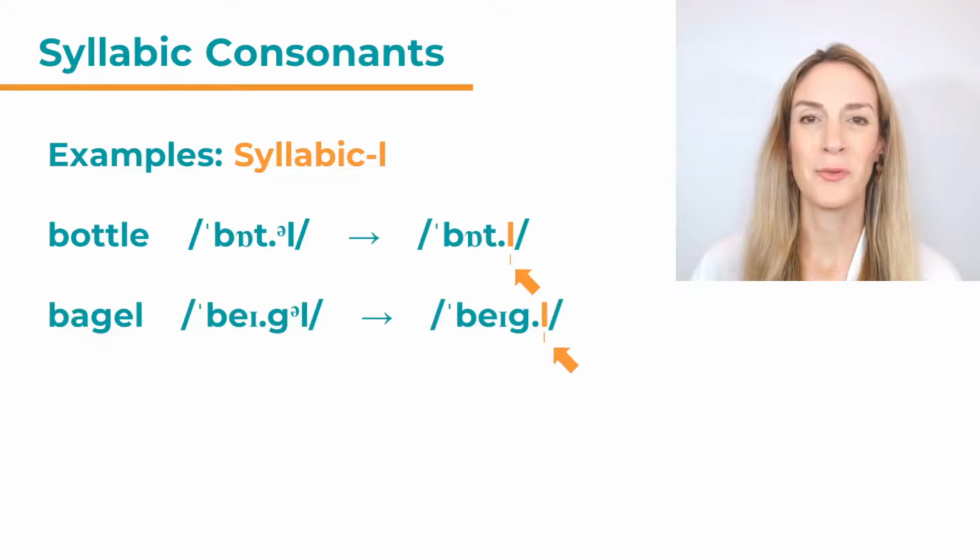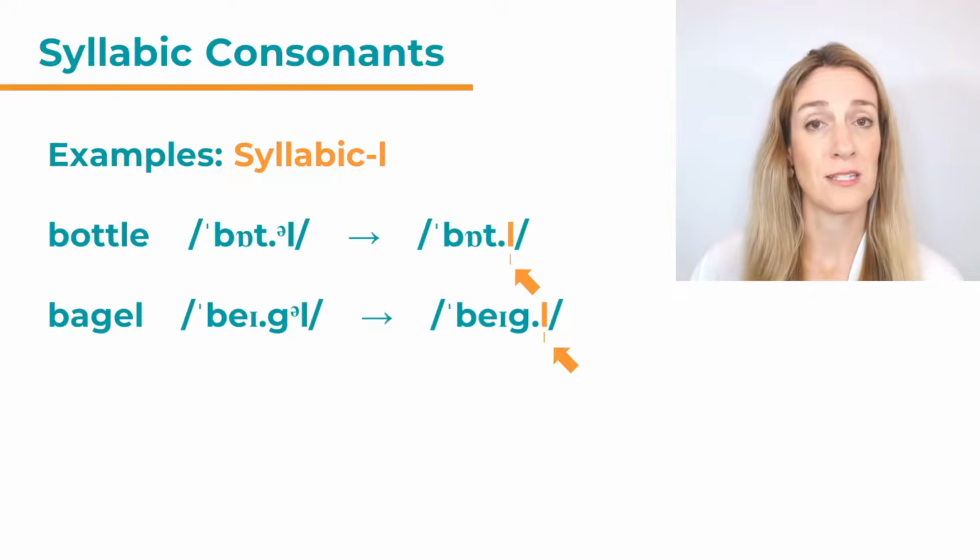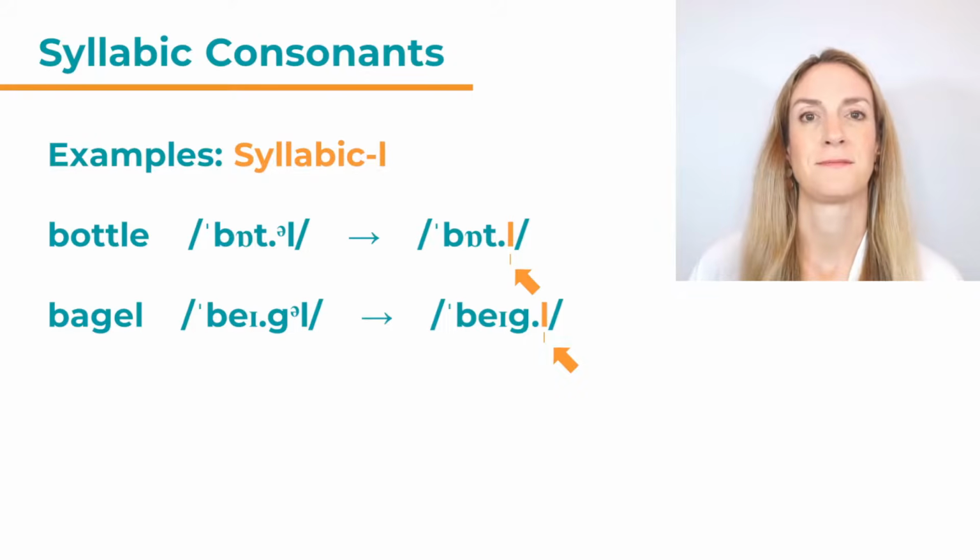Or another word, bagel, nice for breakfast or a snack in between. So here we have bay and then gel with a schwa, but it's stressed on the first syllable, bagel. And when we say it fast, bagel, bagel.